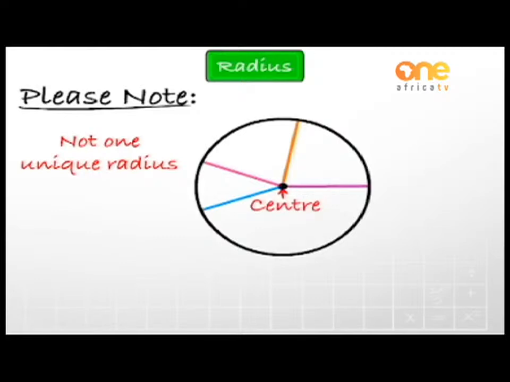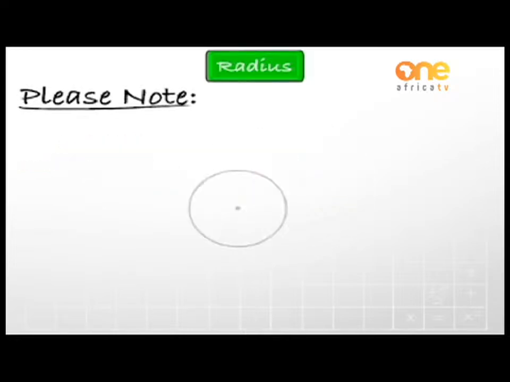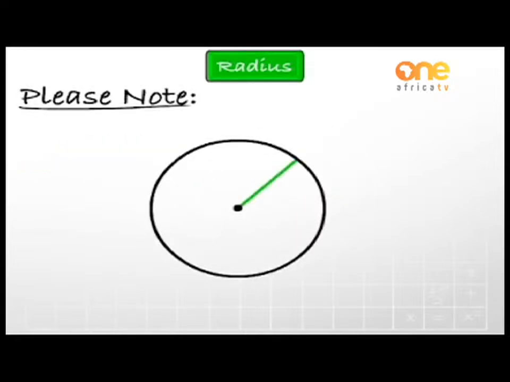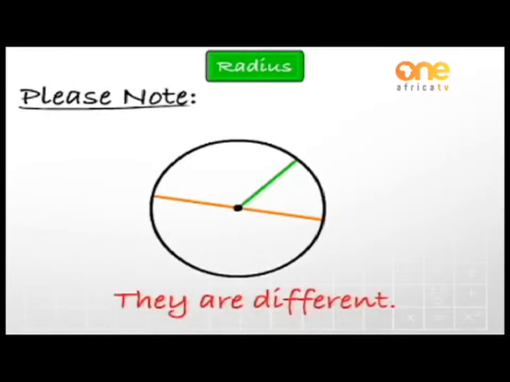Center of the circle to any one point on the edge of the circle, then we have a radius. You are now seeing on the screen multiple radii that can exist within one circle. I would also like to point out the fact that the radius and the diameter of a circle are different.